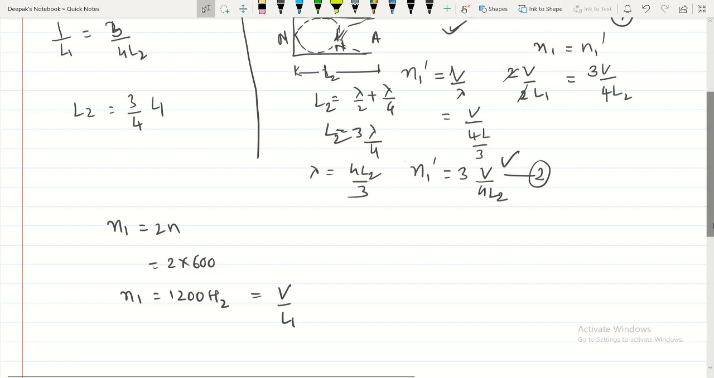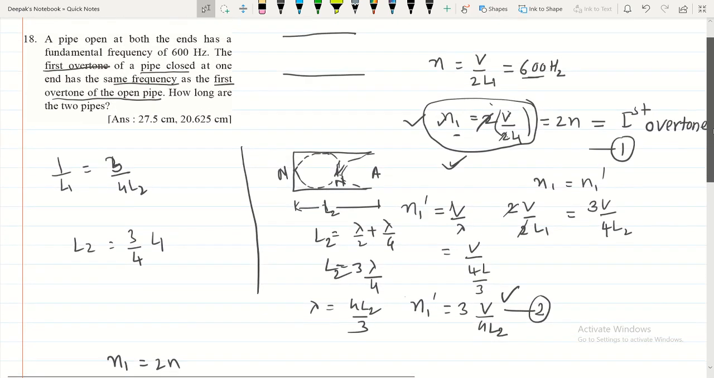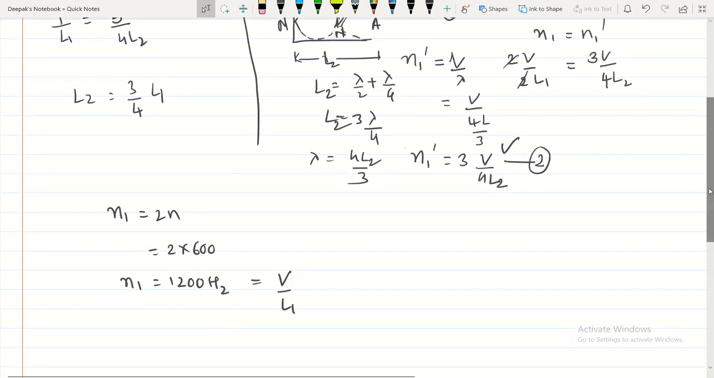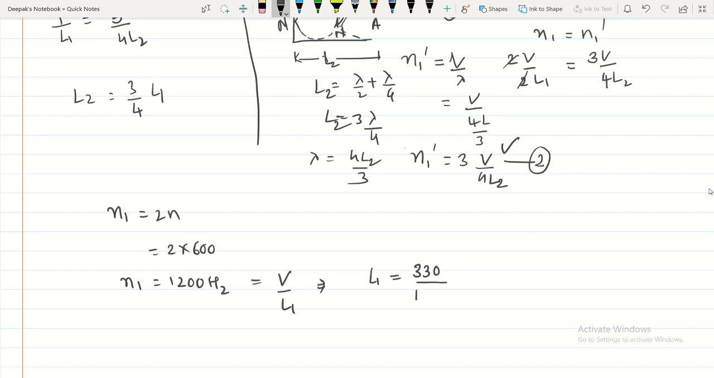But is the speed mentioned over here? No, the speed is not mentioned, right? So I think 330 meter per second or 340 meter per second you can take over here. So L1 will be equal to 330 divided by 1200, right? The value of V, I'm going to take as 330, I'm going to take L1 to this side, and this 1200 will come to the other side. So the zeros will get cancelled, 33 divided by 120, that is nothing but the answer of your question.